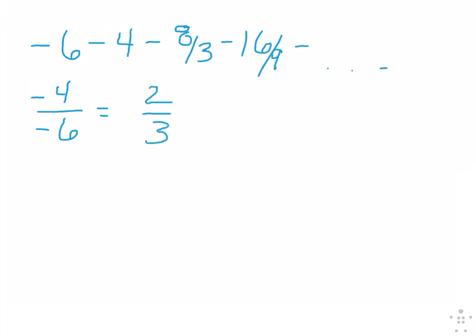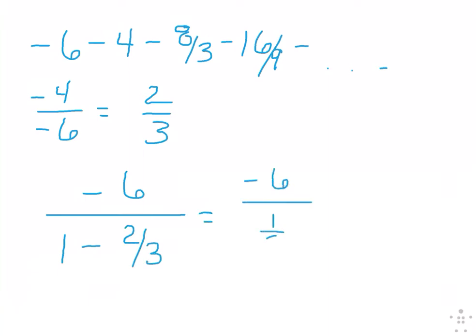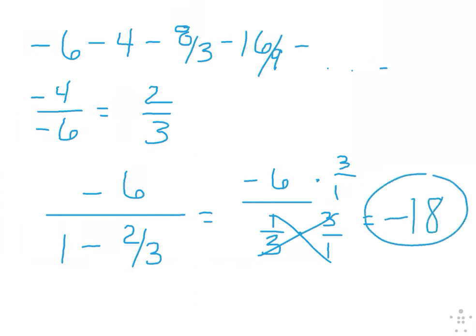What's the top number, or first number? -6 over 1 minus 2/3. What's 1 minus 2/3? 1/3. Multiply by the reciprocal. That cancels. And what's -6 times 3? -18. On your calculator, if you had typed it in as -6 divided by parentheses 1 minus parentheses 2 divided by 3, close it, you should have gotten -18.